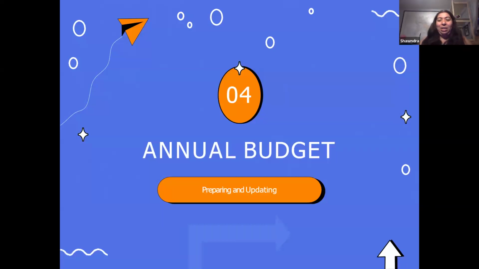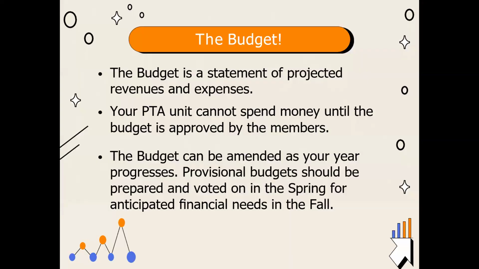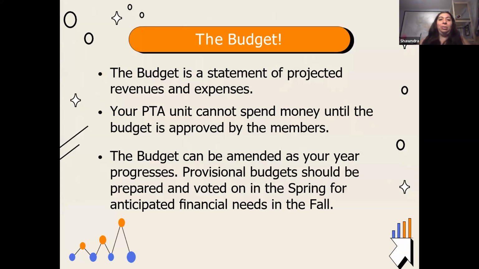I appreciate that. All right, your annual budget. So preparing and updating the budget. Budget is a statement of projected revenues and expenses. So this is, again, what do you think you're planning on bringing in to the PTA that year? And what do you plan to expend? Your PTA unit cannot spend money until the budget is approved by the members. This is a really important thing to remember.